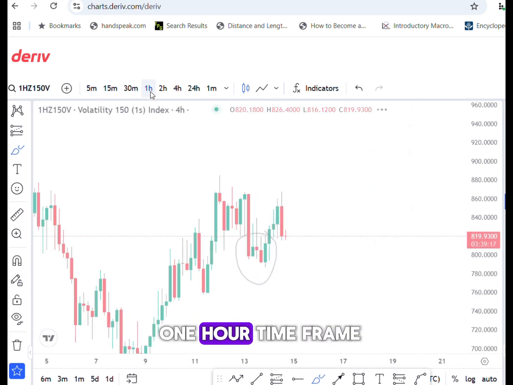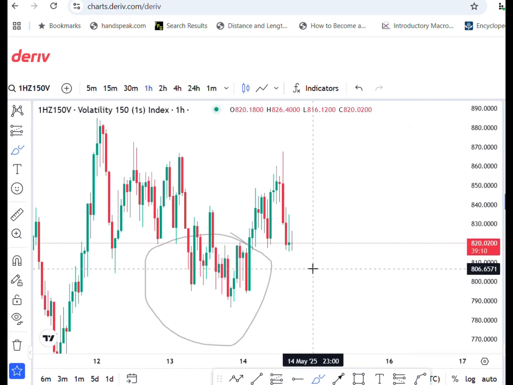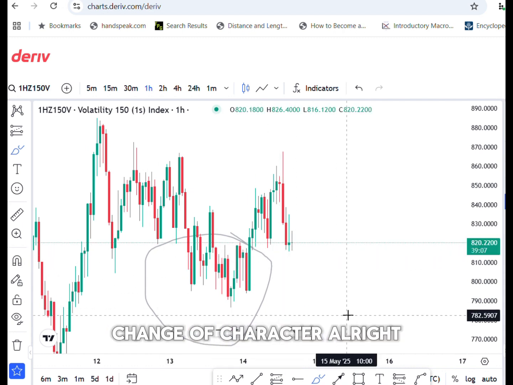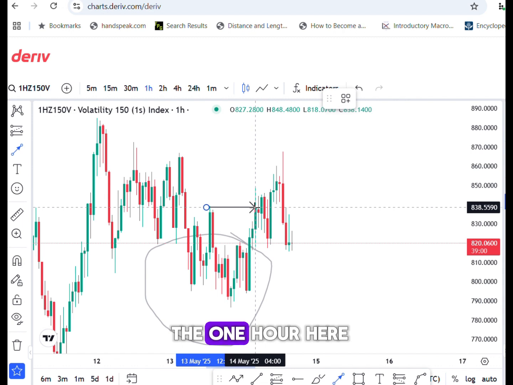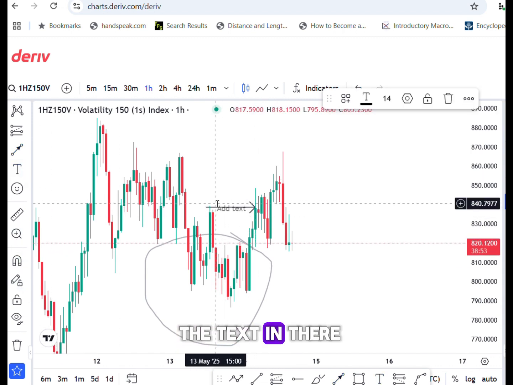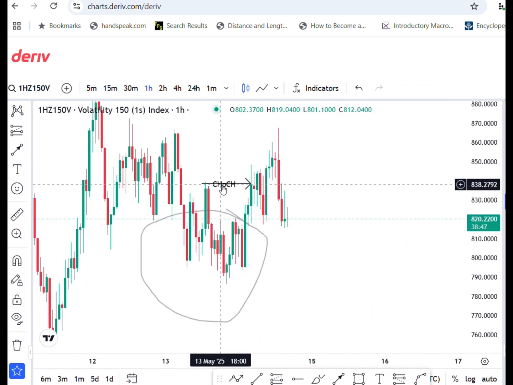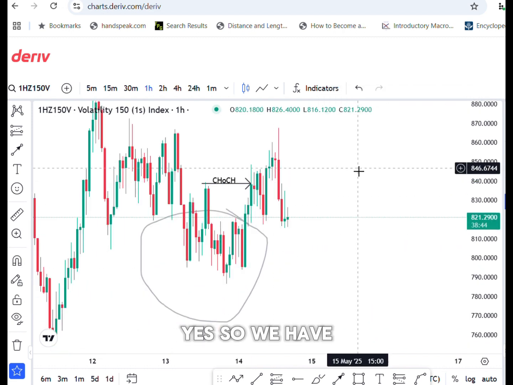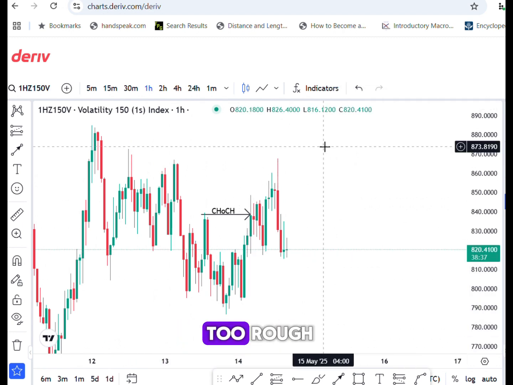Okay, now let's go to 1 hour time frame to make it more clear. Okay, so you can see the zone here, change of character. All right, so there's a clear change of character on the 1 hour here. Okay, so let me put the text in there of change of character. Yes, so we have change of character there. What next? Delete this. So I don't want the drawing to be too rough.